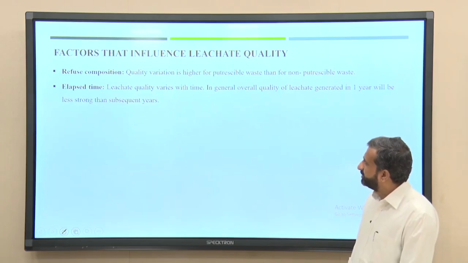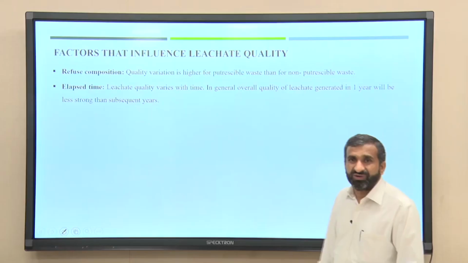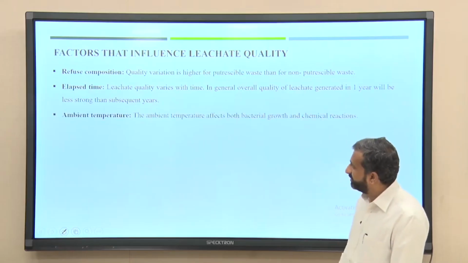Elapsed time. Leachate quality varies with time. In general, the leachate generated in the first year will be less strong than in the subsequent years. So, obviously, in the initial period the leachate won't be strong, but later on the leachate quality will be very strong for subsequent years.